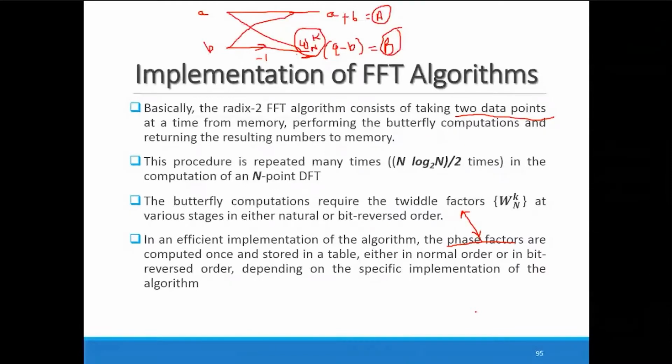So here we discussed the implementation of the FFT algorithm. We take two data points a and b, and we obtain the outputs capital A and capital B. These are stored in a particular place, and we also have to calculate the twiddle factors. We store all the twiddle factors in one table, in either normal order or bit reverse order.